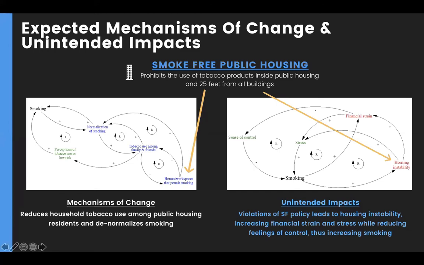However, the right side of this slide shows that housing instability is increased when residents violate this policy. This increases financial strain and stress and reduces feelings of control. So this policy has the unintended consequence of increasing smoking and leaving low-income residents at further risk of housing instability.